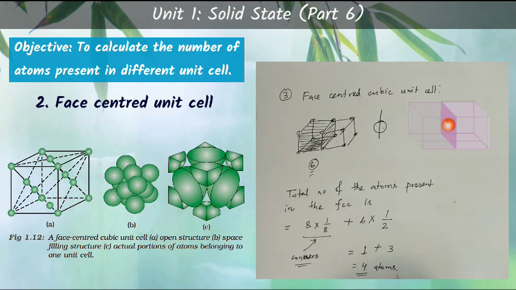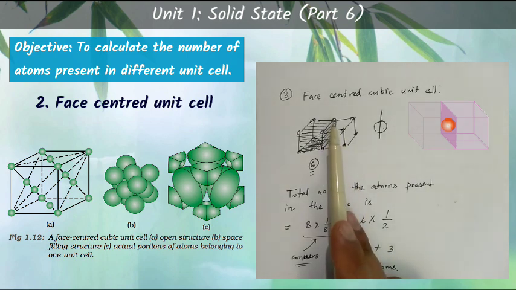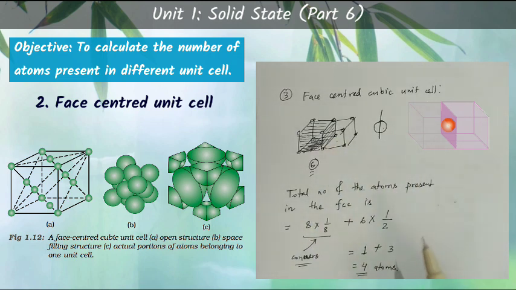4 atoms. Understand? So that means 4 atoms will be present inside one face-centered cubic unit cell, or FCC unit cell. So remember these 3 topics. The first one is the simple cubic lattice, then BCC, then FCC. This is important for your exam also. Maybe some 1 mark or 2 marks questions may come from this portion.